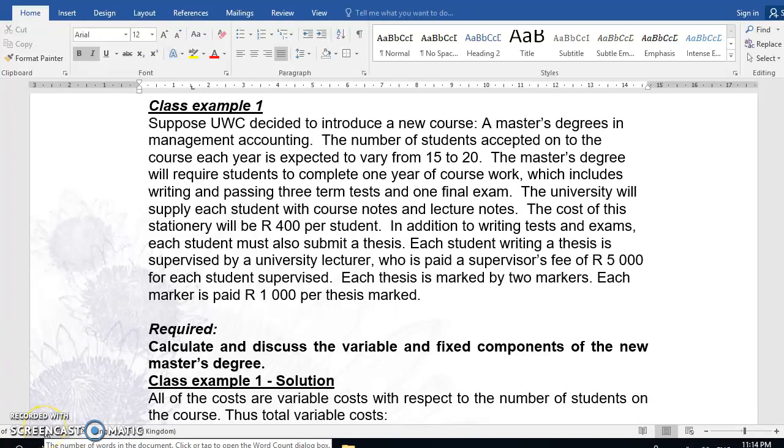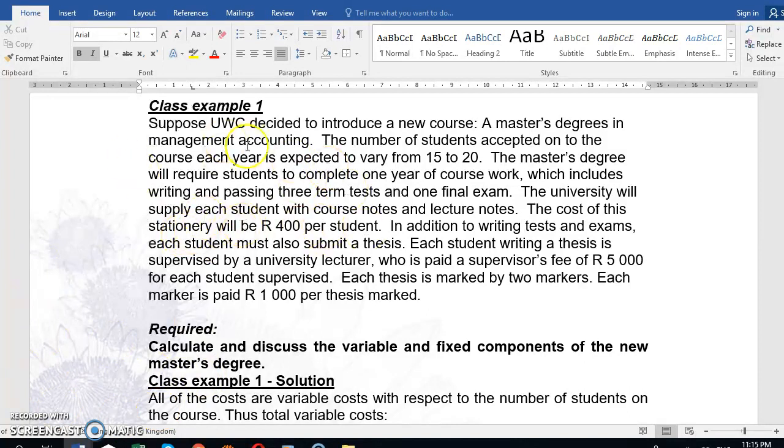In this video we're just going to be doing some class examples which cover the concepts we've discussed before, namely variable and fixed costs as well as mixed costs. In this video we're going to be doing two examples. Example 1 reads as follows.